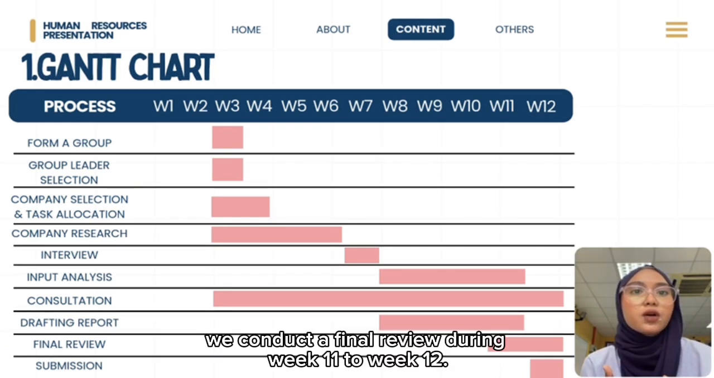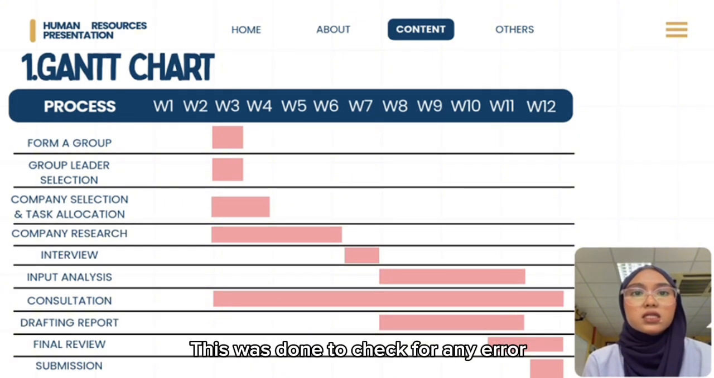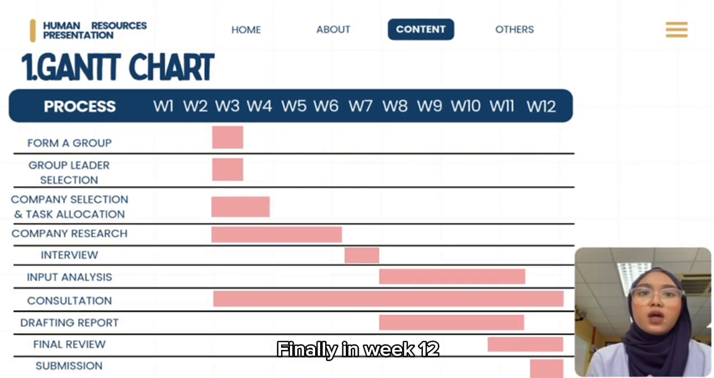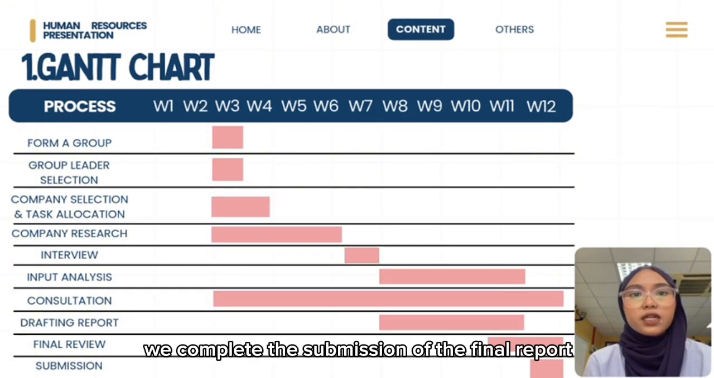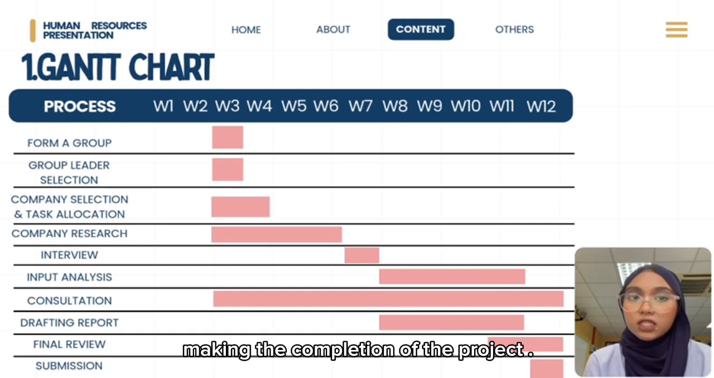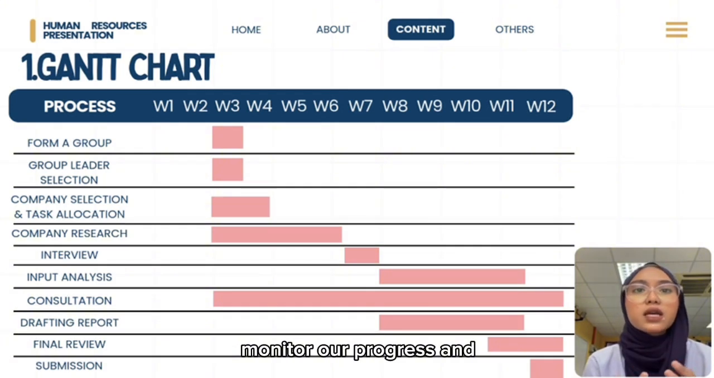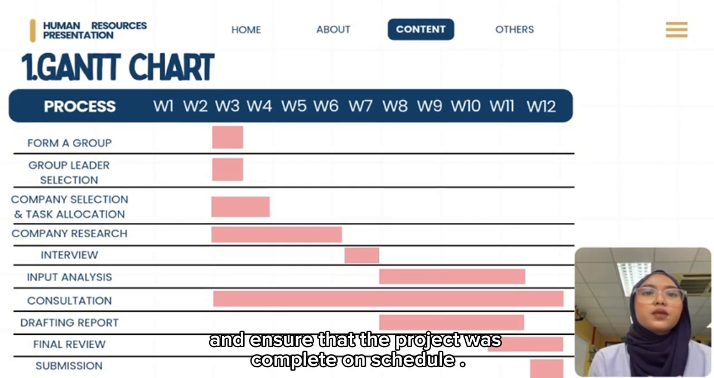Before submission, we conduct a final review during week 11 and 12. This was done to check for any error, improve the quality of the report, and ensure that all project requirements had been fulfilled. Finally, in week 12, we complete the submission of the final report, marking the completion of the project. Overall, this timeline helped us manage our tasks efficiently, monitor our progress, and ensure that the project was complete on schedule.